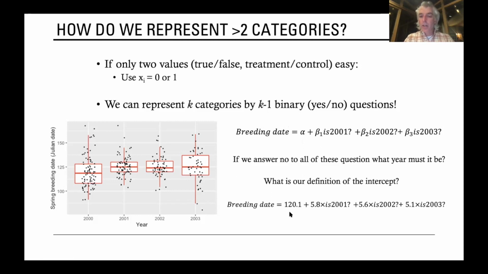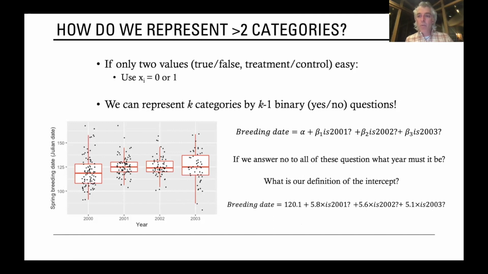So in this particular linear model then, when we run the model, we get a slope estimate for each of these effects corresponding to numbers like 5.8, 5.6, and 5.1. So the average breeding date in the year 2000 is equal to 120.1. So the effect of breeding in the year 2001 relative to breeding in the year 2000 is that you breed 5.8 days later. And you breed 5.1 days later in 2003 than you would in the year 2000.